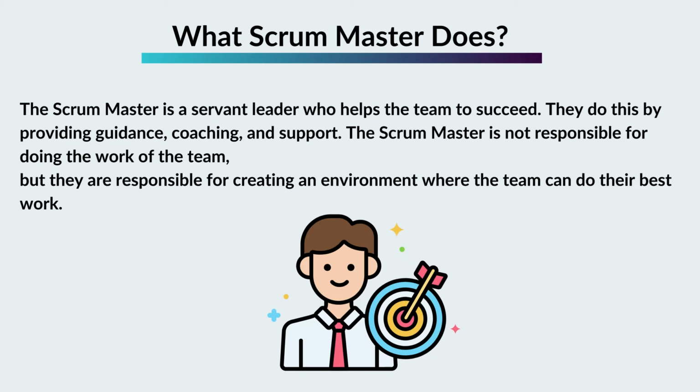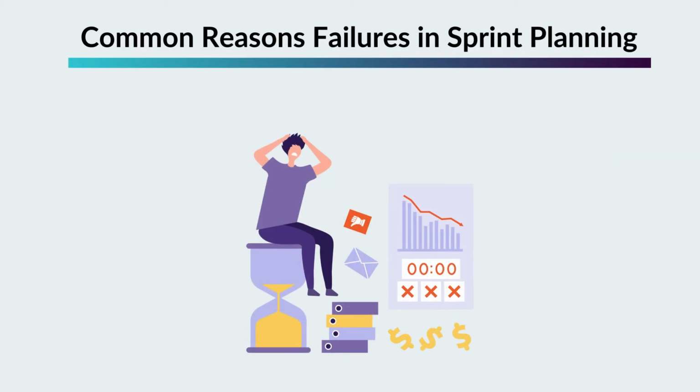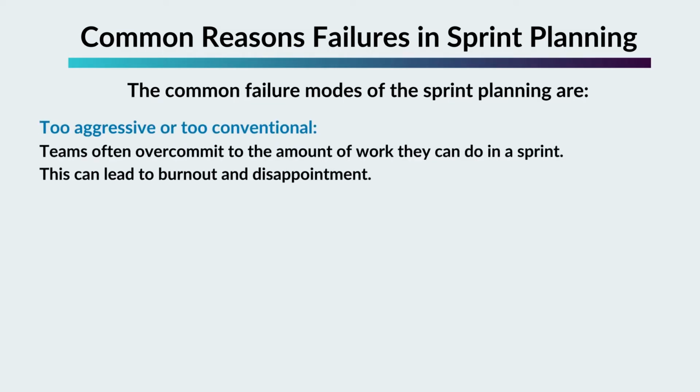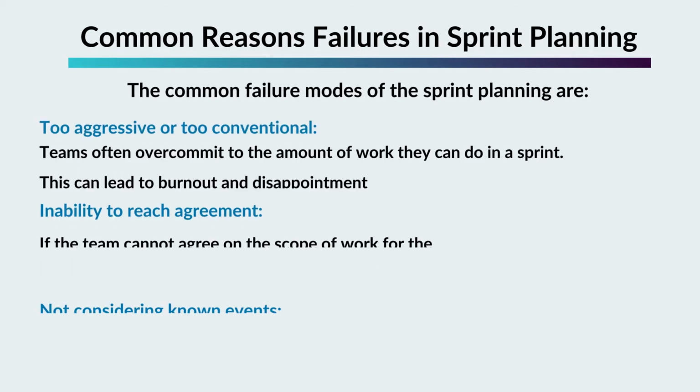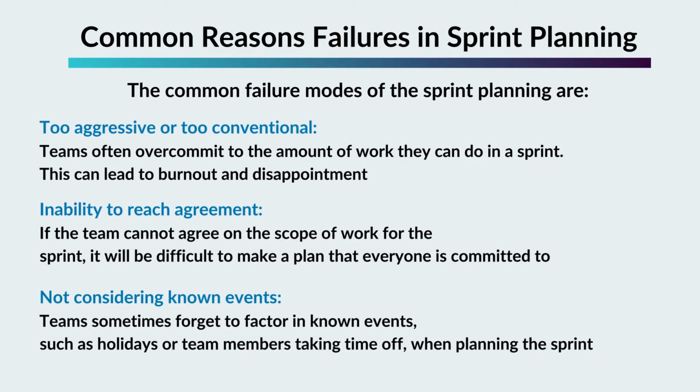Common reasons for failures in sprint planning. The common failure modes of sprint planning are being too aggressive or too conventional. Teams often overcommit to the amount of work they can do in a sprint. This can lead to burnout and disappointment. Inability to reach agreement: if the team cannot agree on the scope of work for the sprint, it will be difficult to make a plan that everyone is committed to. Not considering known events: teams sometimes forget to factor in known events, such as holidays or team members taking time off, when planning the sprint.